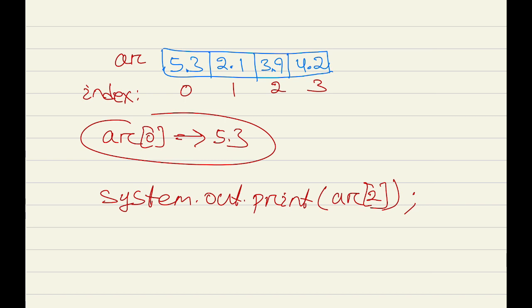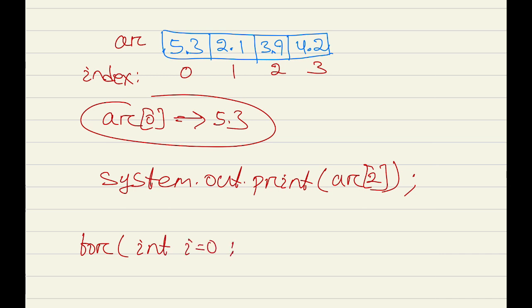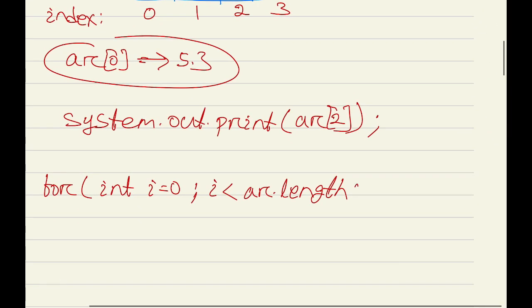Then we can use a for loop, or we can use any loop. Here for loop is preferable because we know the number of iterations. So we can simply write like this: to print all the elements of this array AR, we can write for int I equal to 0, I less than AR dot length, I plus plus.